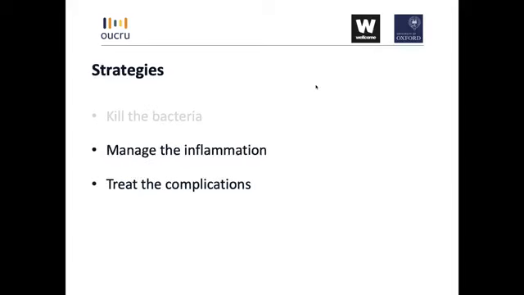But what we tend to do at OUCRU is we do work on managing inflammation and treating complications. We do think killing the bacteria is important. It's hugely important. However, the host inflammation might be as bad as the bacteria, it might be worse, and we want to try and switch this off when we can.